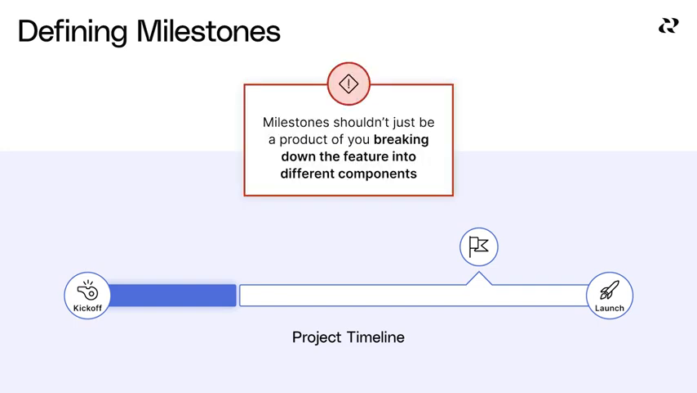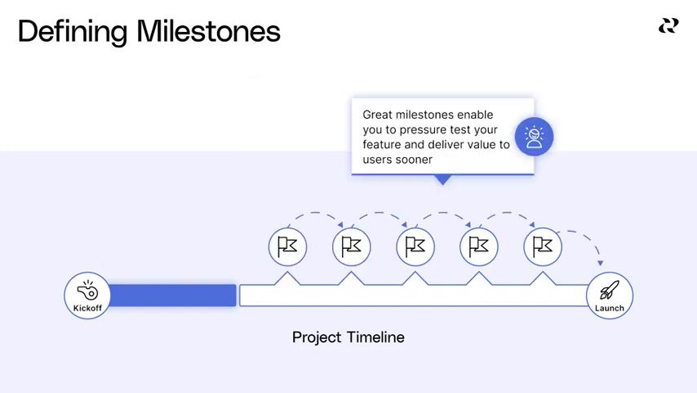But milestones shouldn't just be a product of you breaking down the feature into different components. Defining the best milestones requires you to be strategic about how you can start gathering data to pressure test your feature's value early and start delivering value to users sooner, as opposed to waiting until the feature is fully functional and ready for release to all users.